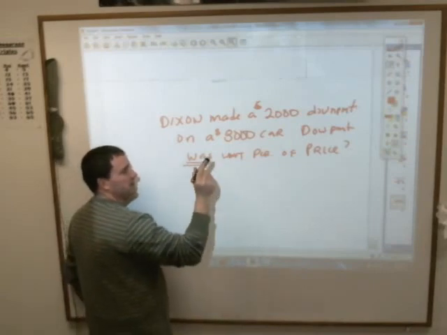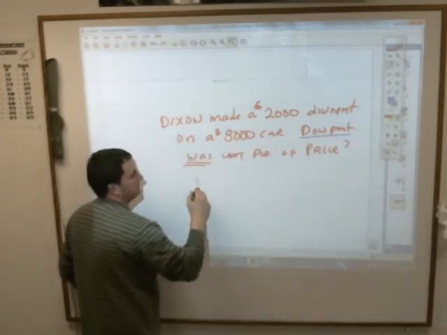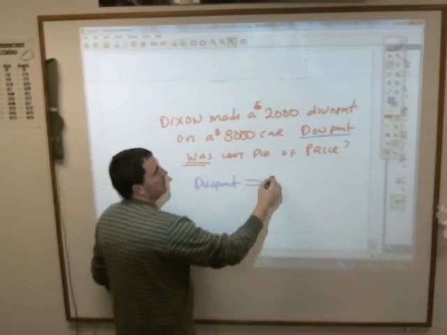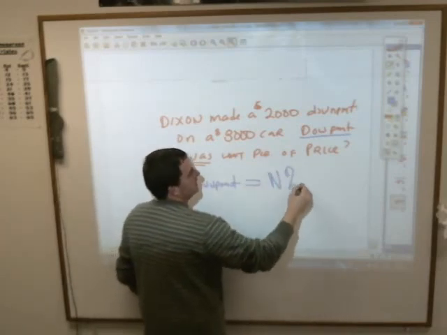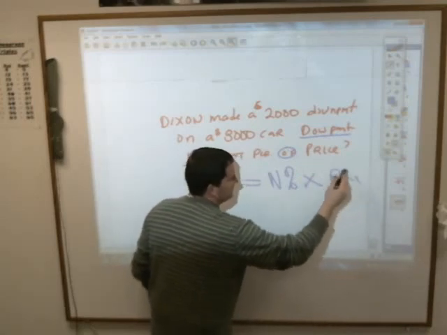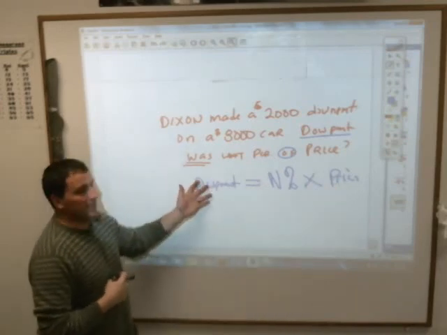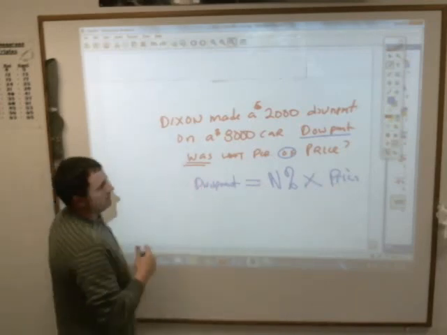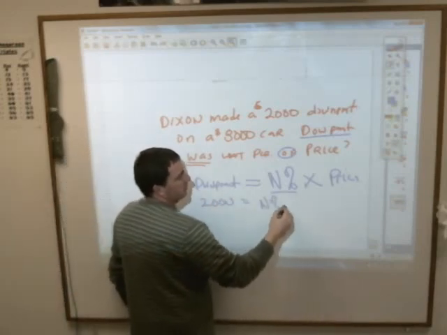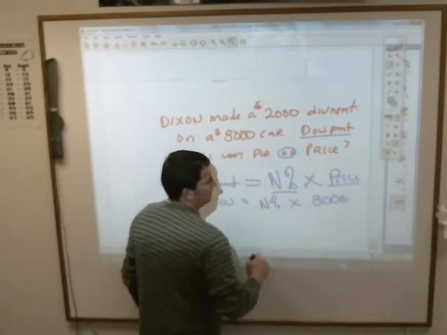So here's where you got to make a little bit of a deductive leap here. The down payment was what percent of the price? That is the equation that they give you, and you just need to fill in the blanks with what you know. Do you know what the down payment was? Down payment was $2,000. I don't know what percent it is, but I do know what the price of the car was, which is $8,000. Correct?